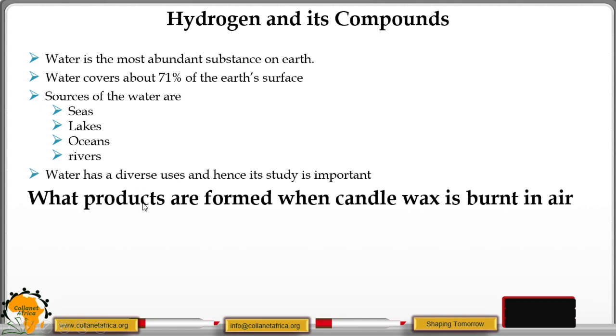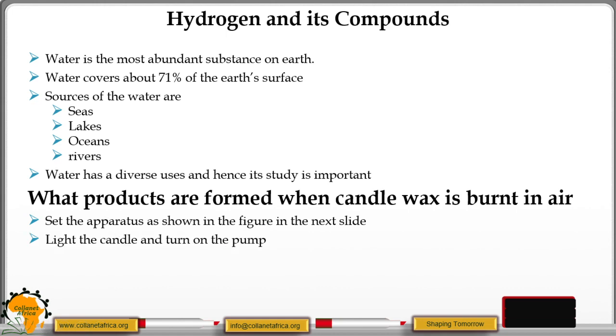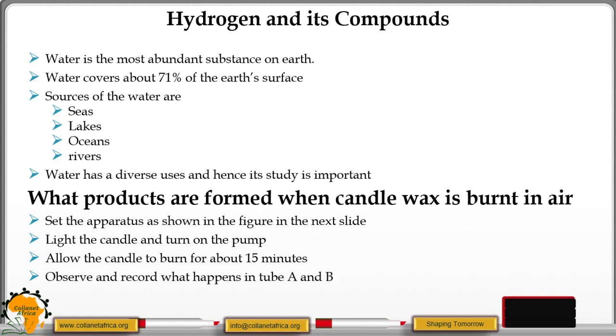Then we're going to discuss an experiment on what products are formed whenever candle wax or any other hydrocarbon is burned in air. In this discussion, we are going to have a setup apparatus as shown in the figure in the next slide. In that setup, a candle is lit and we turn on the pump, allow the candle to burn for about 15 minutes, then observe and record what happens in tube A and tube B of the setup.